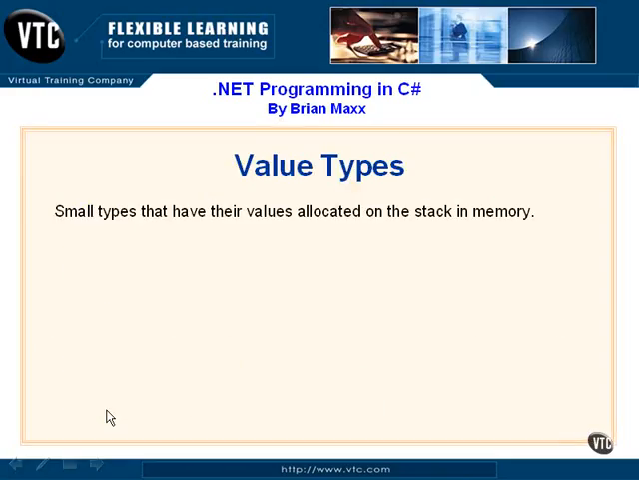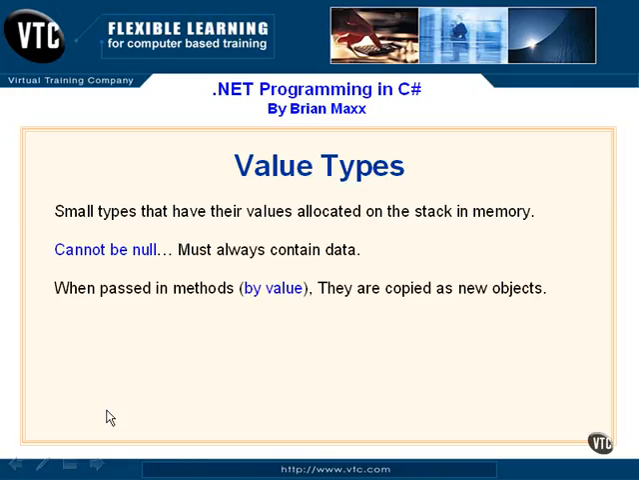Now, what are the features of working with and benefits of working with these value types? Well, like I said, they're small and they are allocated onto the stack. They cannot be null. They must always contain data. Now, when you pass these value types, when you're using methods, for example, they are going to be passed by value. That means that they're copied as new objects when you pass them into methods. And this means that the original is never going to change. You're only actually creating a copy, and then if you manipulate that copy within your method, then that copy is going to be changed and not the original because they're copied.